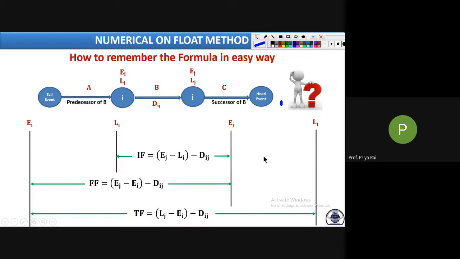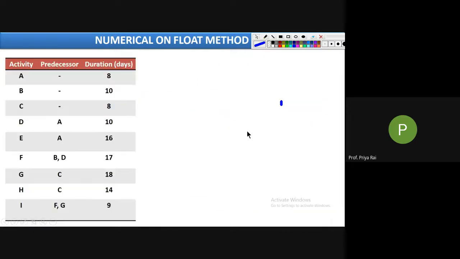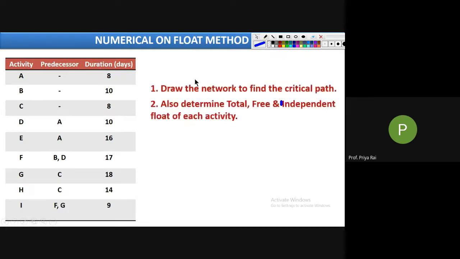Now let us solve the problem. This problem will be given to you as a predecessor relationship chart. They will not give you the network diagram. They will ask you to draw the network diagram first, then calculate the subsequent values. So first we need to know how to draw the network diagram. I think most of you can draw this, right? We will practice here itself.